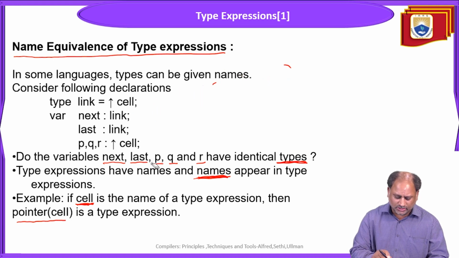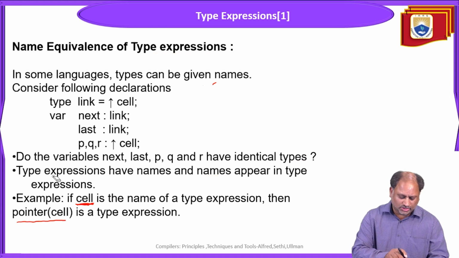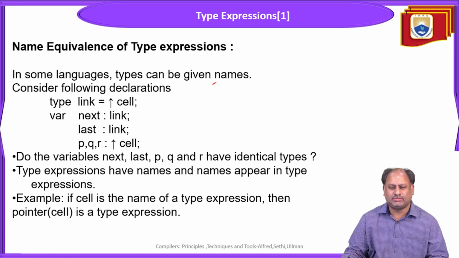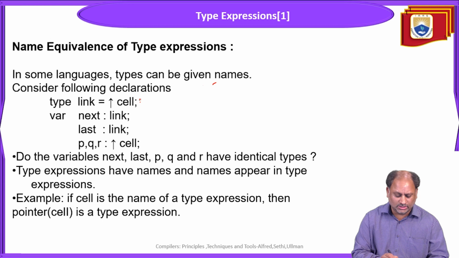Let us see this with an example also. Here we identify type expressions with the variables' corresponding type expressions. The type expression is pointer of cell. What is the name of the type expression? Cell. And pointer to cell is the type expression. So the name of the type expression and the type expression can be individually verified and compared with another variable, that is link, the type expression and the pointer to cell, like that.